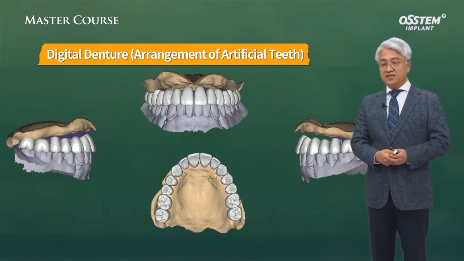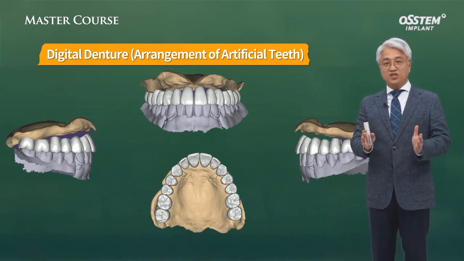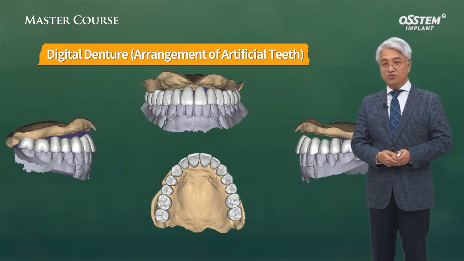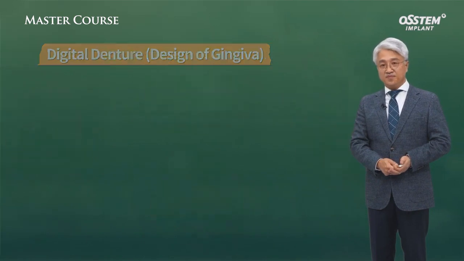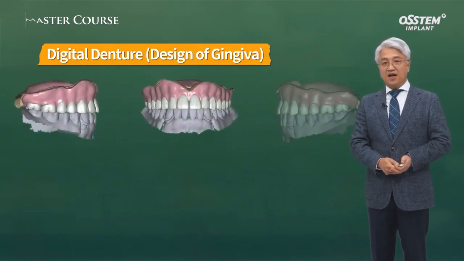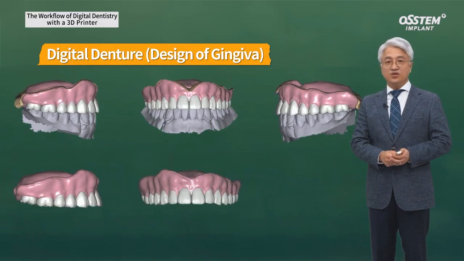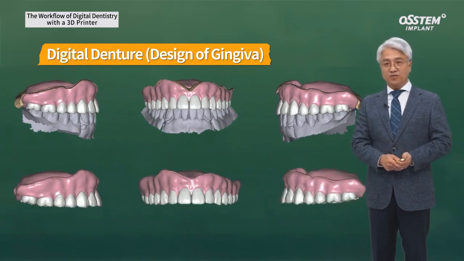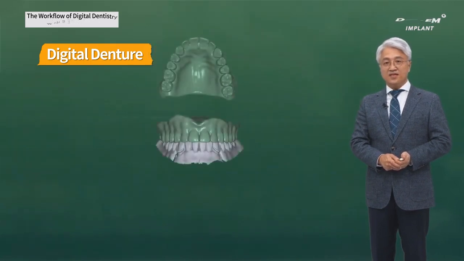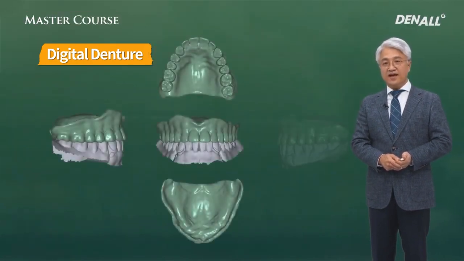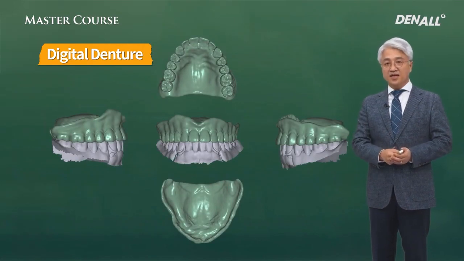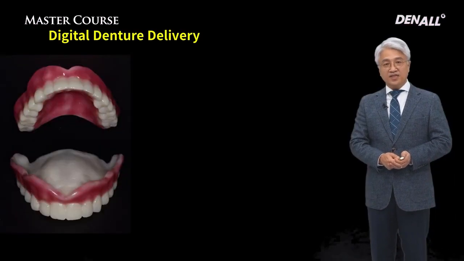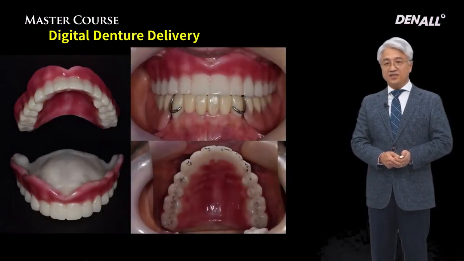As shown, for denture design, artificial teeth alignment is being done. It is done for the upper virtually. Next, on top of the artificial dentition, the gingival form is designed. Finally, denture design is complete. After that, various factors such as occlusion are checked. As you can see, the denture has been printed out like this.